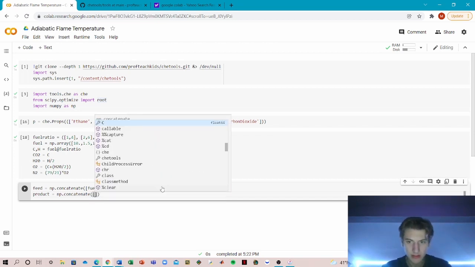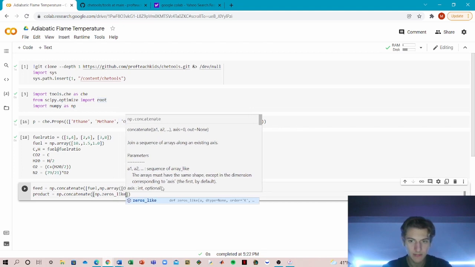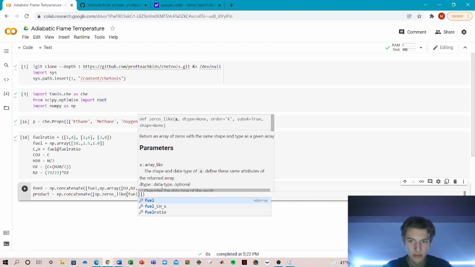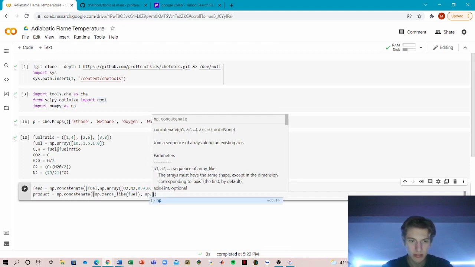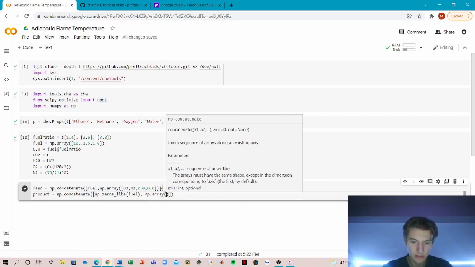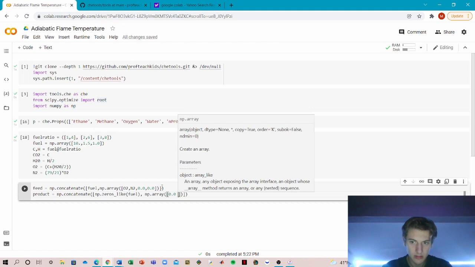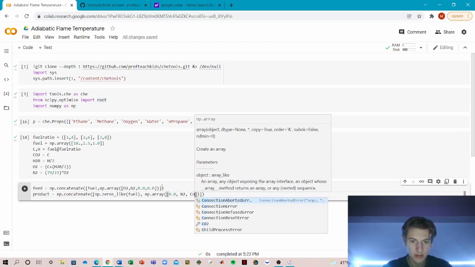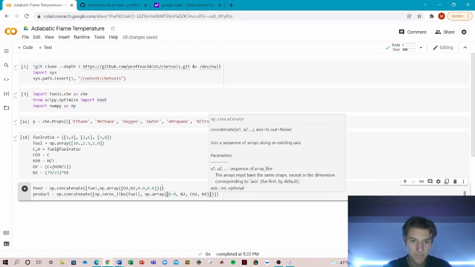And then do np.zeros_like fuel, comma, np.array, and then this one will be comma and 2, comma, OCO2, comma, H2O. Yep.